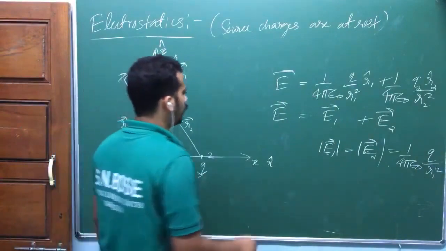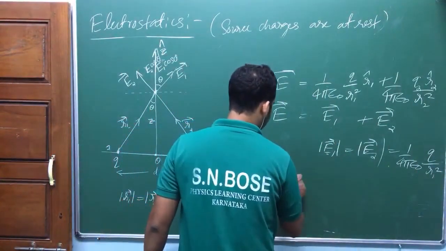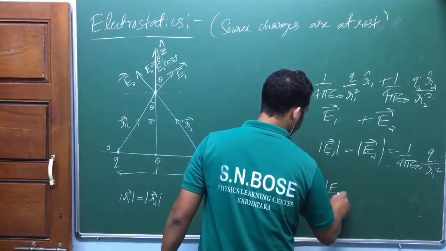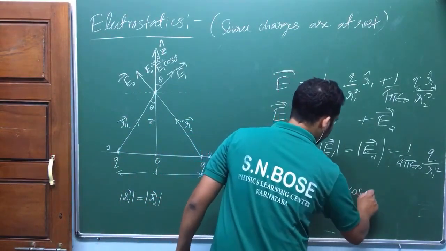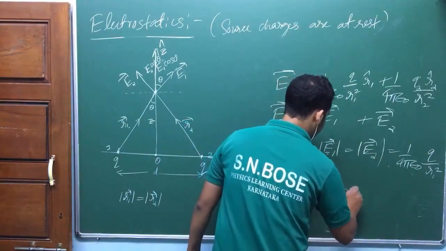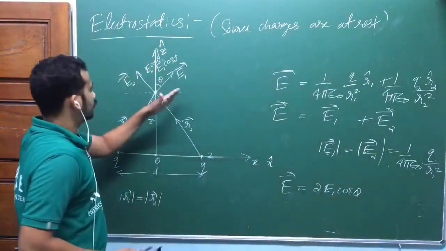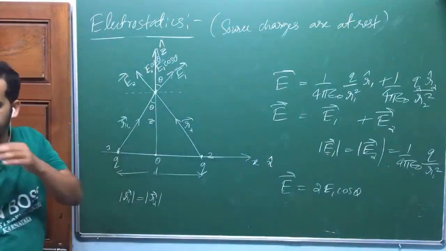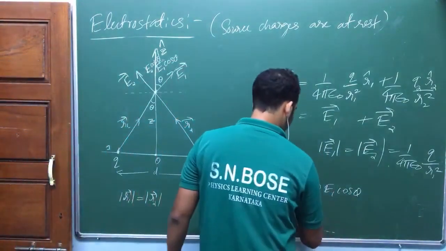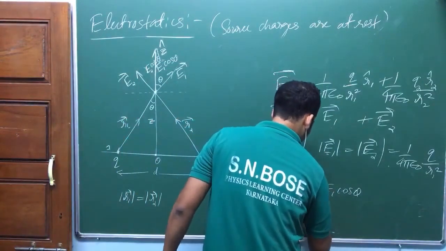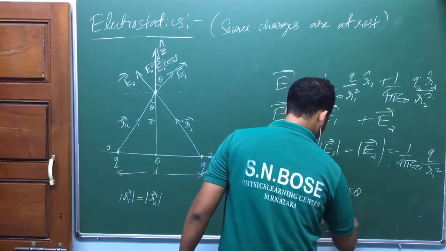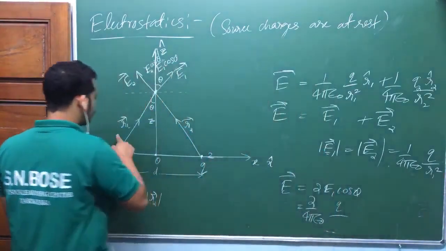So that's why the net electric field is equal to 2 times the electric field due to 1 into cos of theta. 2 times E1 cos theta, because these vertical components are adding up. 2 E1 cos theta, where E1 you can write as 1 by 4 pi epsilon naught, 2 times q by R1 square. Can you write this R1 square?